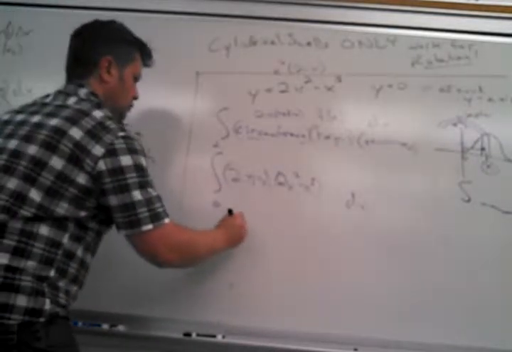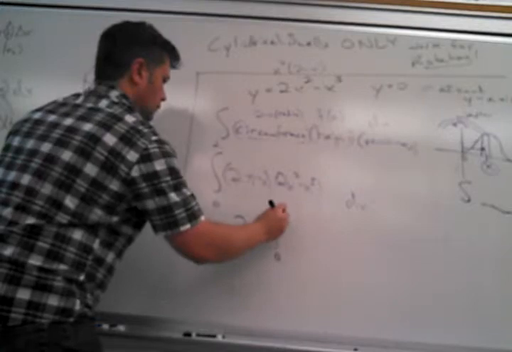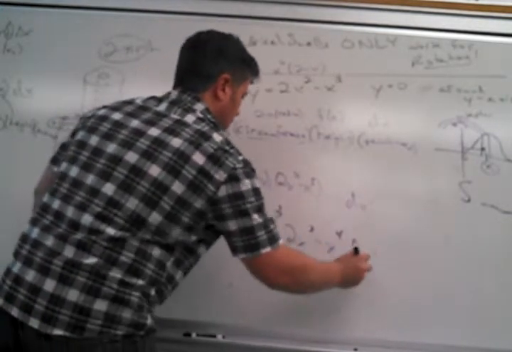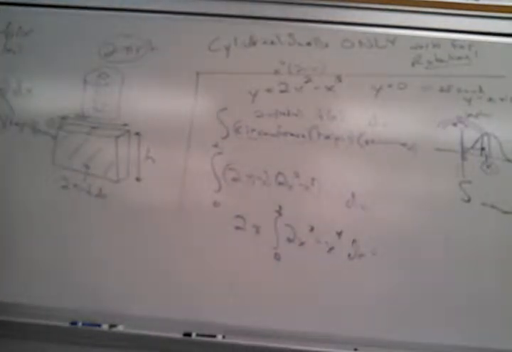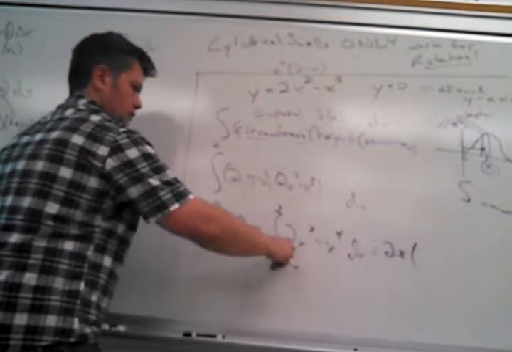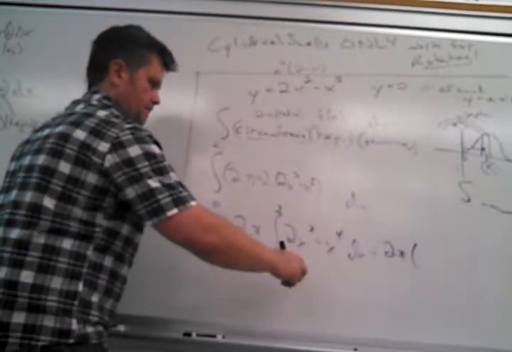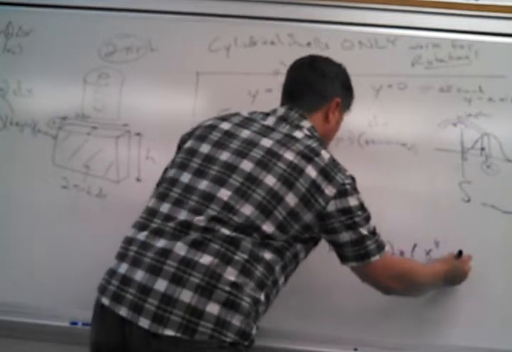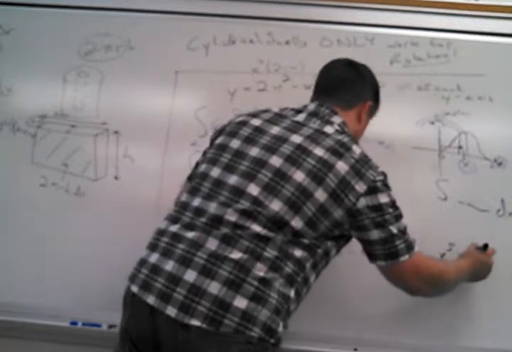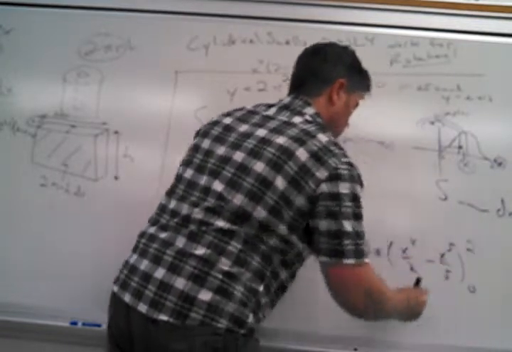So then here I can bring the 2 pi out. Here I get 2x cubed minus x to the 4th. And now should be the easy part. When you integrate this thing, it's not too bad. So what do you get when you integrate this? 1/2 x to the 4th. Good. x to the 4th over 2 minus x to the 5th over 5 from 0 to 2.